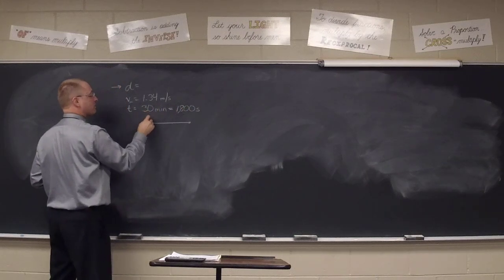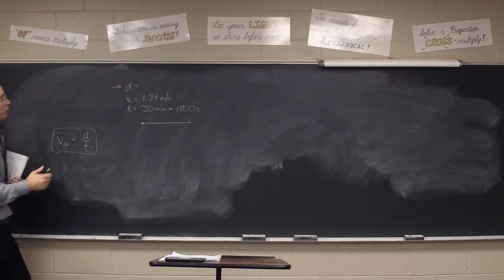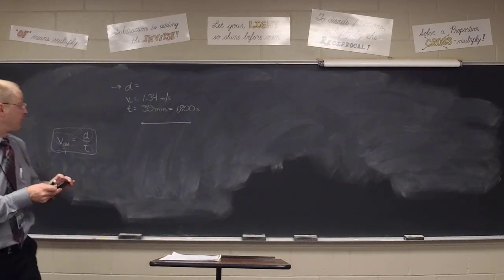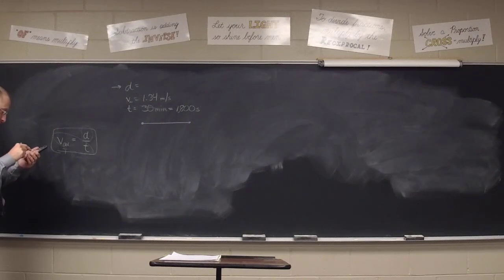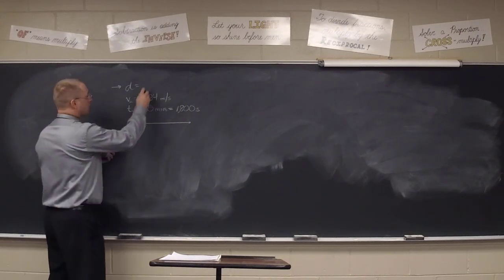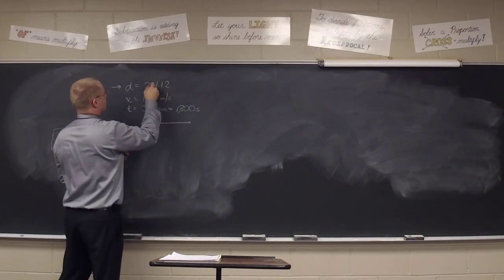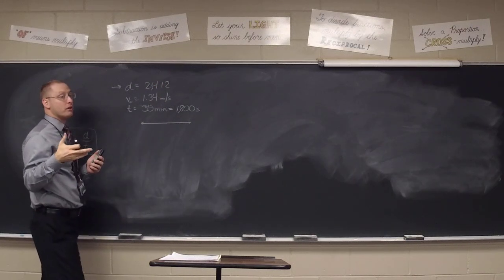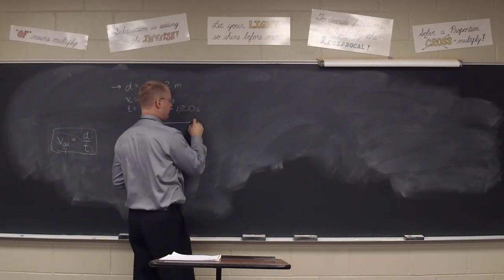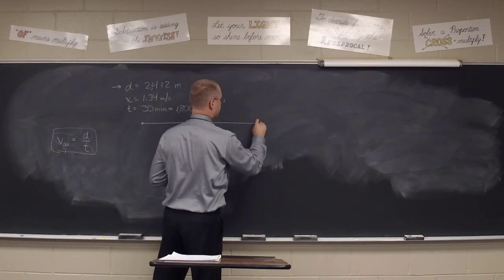1,800 seconds, right? 1,800 seconds. And if we just multiply those, it'll tell us how far we got during that amount of time. So how far did we get? 2,412 meters. All right, then we keep walking.